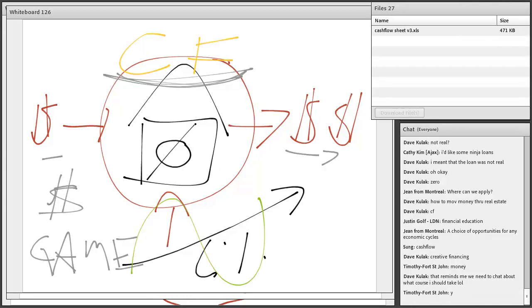Okay, cash flow version 3. I want you to delete all the other versions. Cash flow version 3. This is the one I want you to use moving forward. Okay?